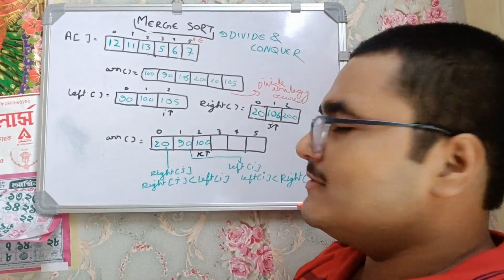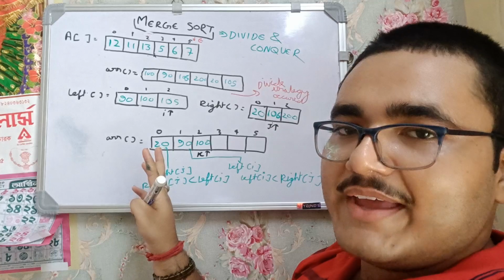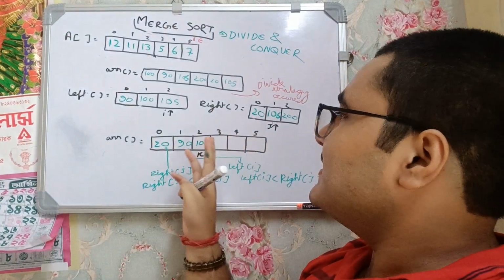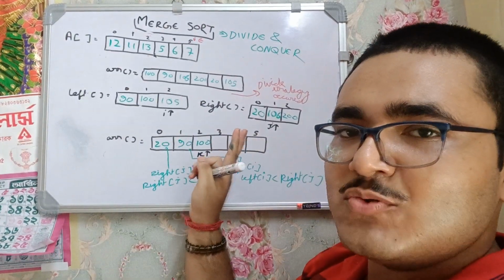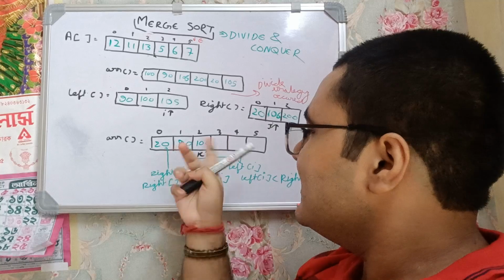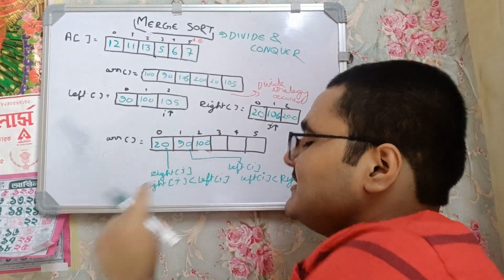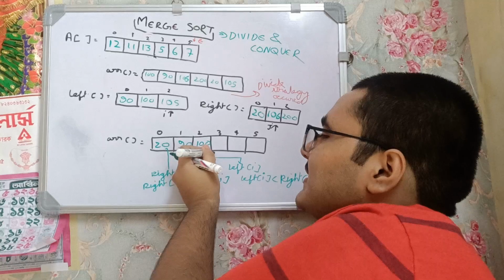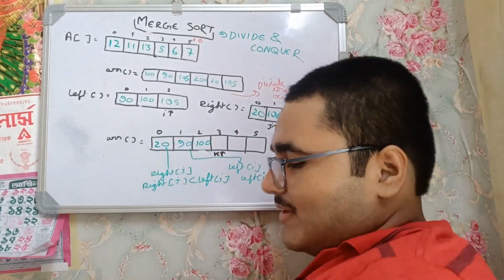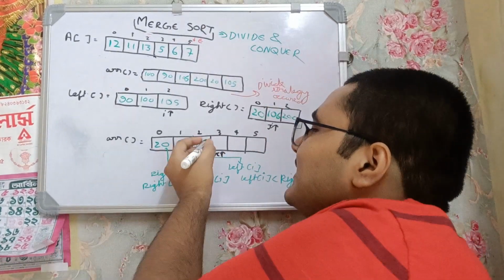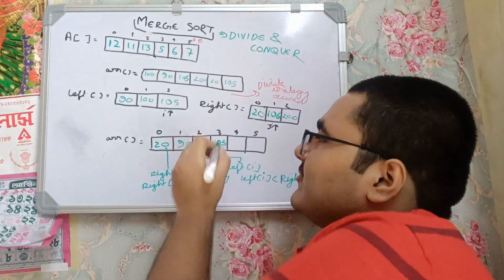Again now compare. So left of I and right of j. So 105, 106. Who is lesser? 105 definitely. So 105 enters the array. K has progressed. K will be progressing to the next portion. And so 105. This is my 105. Fine.